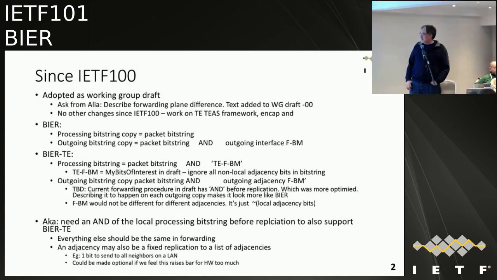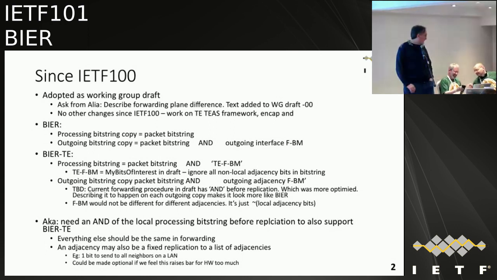The main difference is that in BIER, you're looking at all the bits because they're all BFERs that you may want to forward to. While in BIER-TE, every adjacency is only interesting to you if it's a direct adjacency that you have. So you're basically applying on ingress with a packet some AND of only those bits that are really your known local adjacencies, and you ignore all the others. So that's really the main difference.